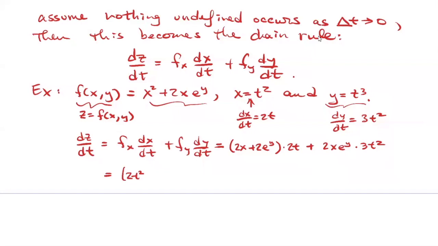Normally we like to clean this thing up and say, okay, well, 2x would be 2t squared plus 2e to the y, that's plus 2e to the t to the third, times 2t, plus 2x, that's 2 times t squared, e to the y, that's e to the t to the third, times 3t squared. Isn't that lovely?